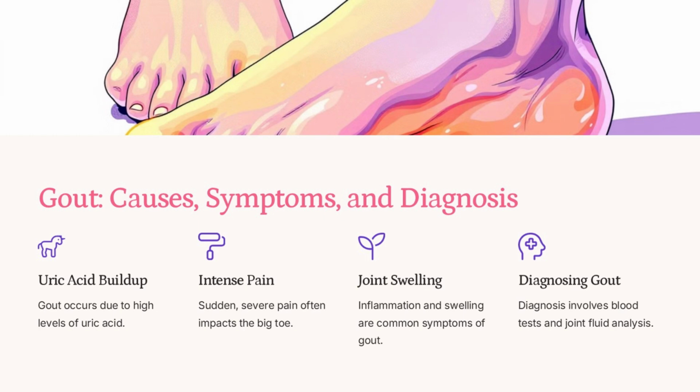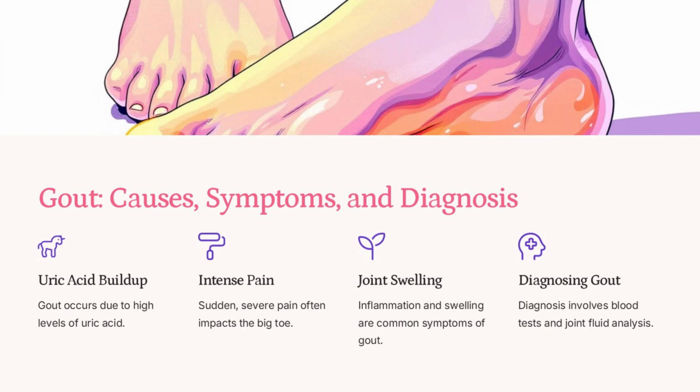Gout is a form of arthritis caused by high levels of uric acid in the body. This can lead to the formation of uric acid crystals in the joints, causing intense pain and inflammation. The big toe is commonly affected, with sudden, severe pain and swelling. Other joints like the knees, ankles, and heels can also be impacted.